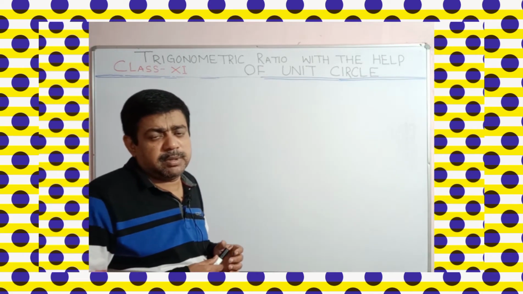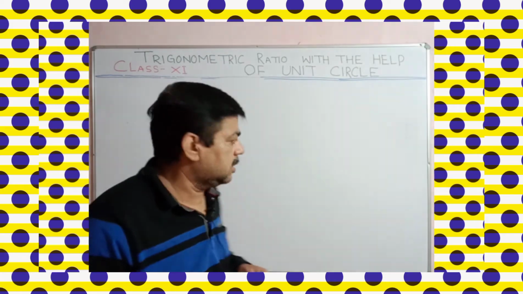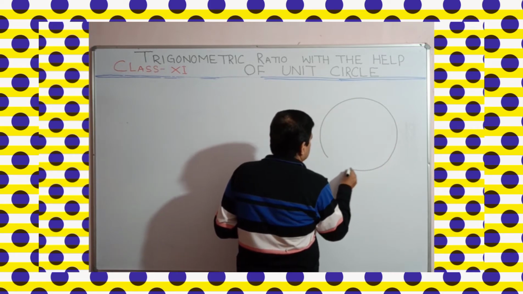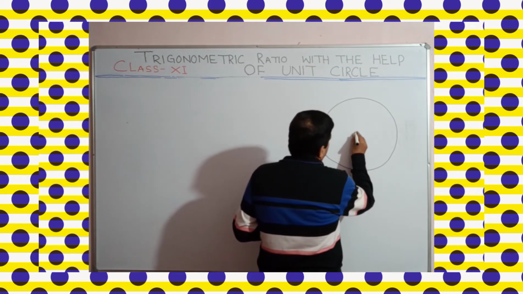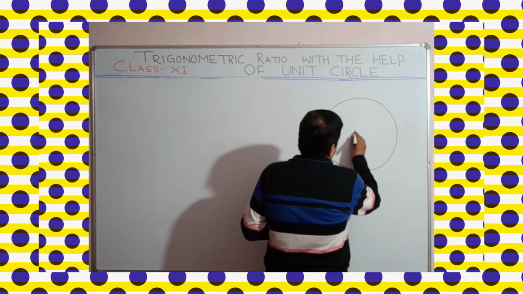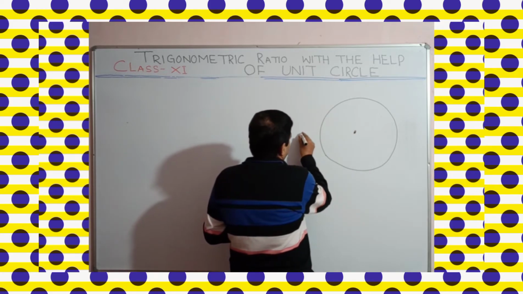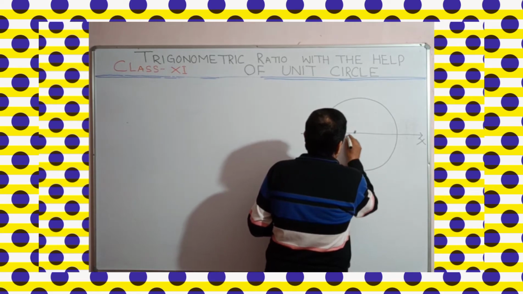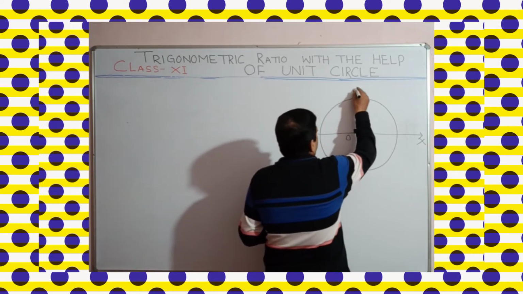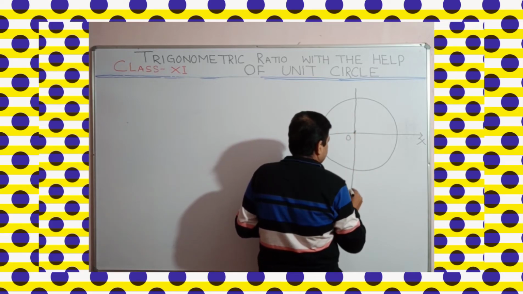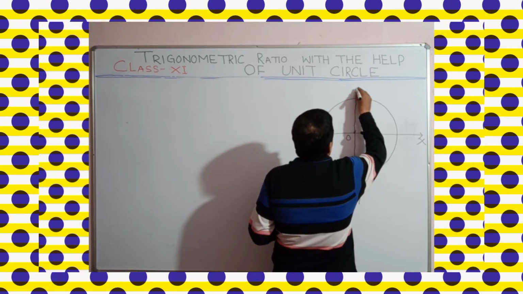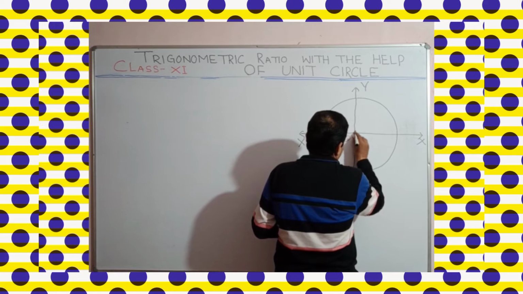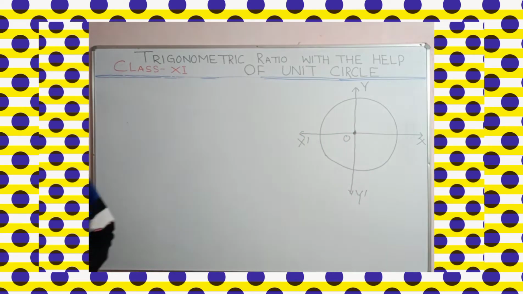We have to consider a circle whose radius is 1 unit. Let us consider a circle with radius 1 unit. Understand? Here, this is the center of the circle. Let us draw the coordinate axes through the center of the circle. This is the X-axis and this is the Y-axis, X'OX and Y'OY. Here the center of the circle lies on the origin. Is it clear?